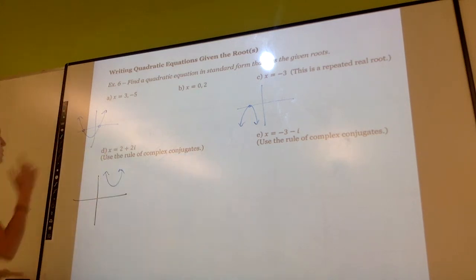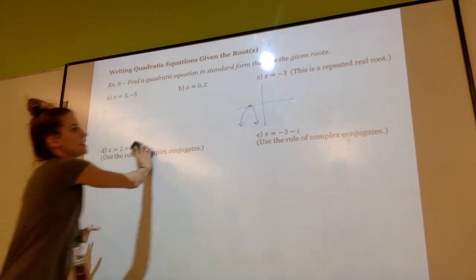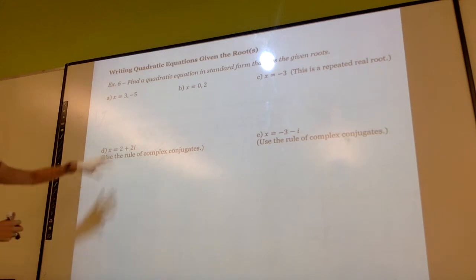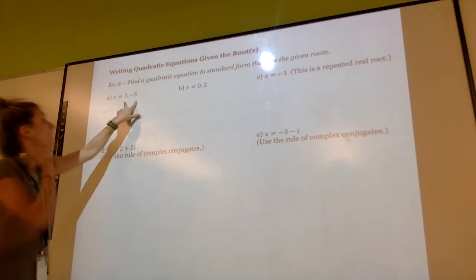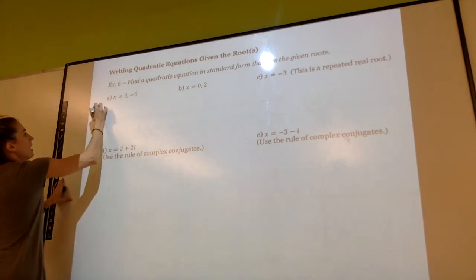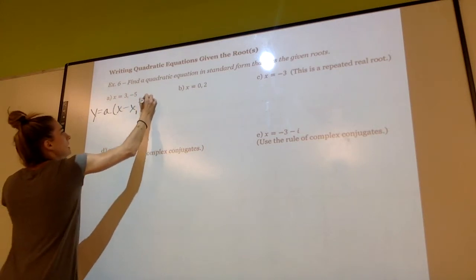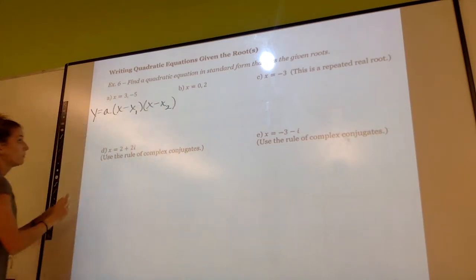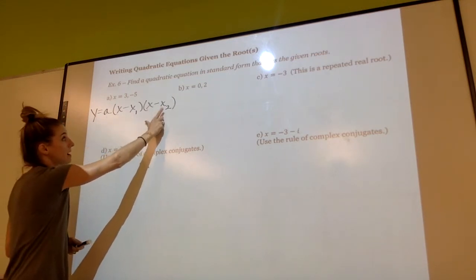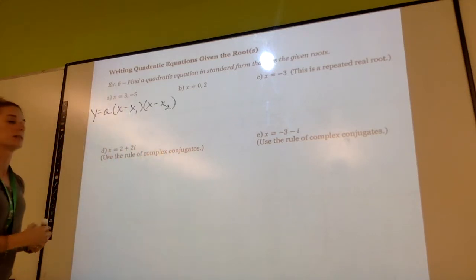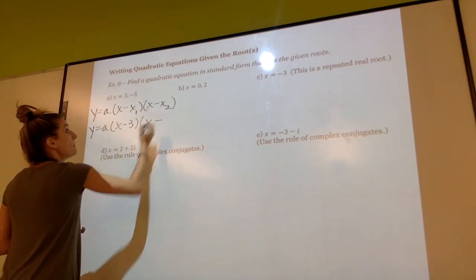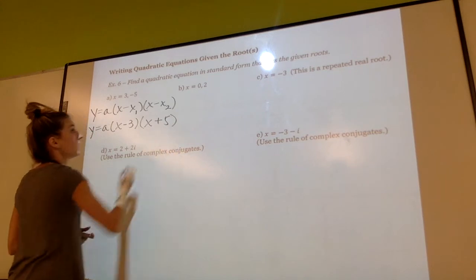Okay? So I'm going to do just a few of these examples and then have you try the rest on your own. So for A, given these 2 roots, find a quadratic equation in standard form. Okay, so from here we've talked about what factored form looks like. In factored form, leading coefficient, and then your 2 factors, x minus the first x-intercept, x minus the second x-intercept. All you have to do is plug your x-intercepts in. Y equals a, x minus 3, x minus -5 makes that x plus 5.